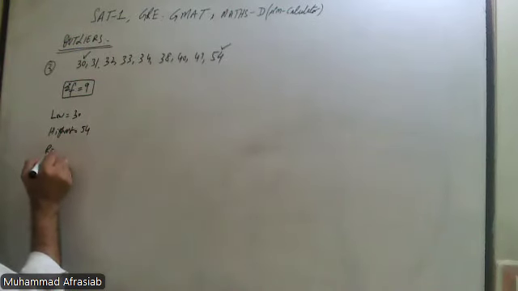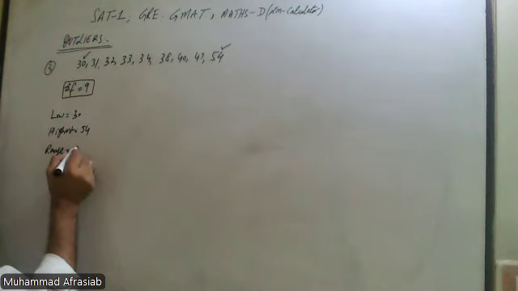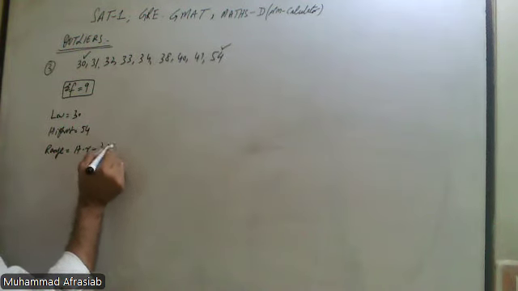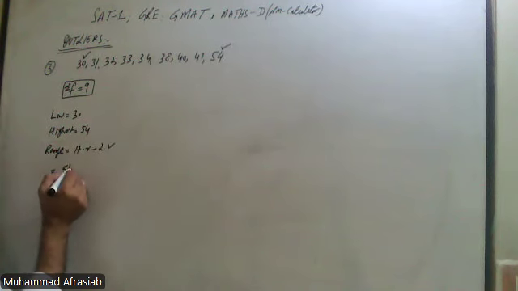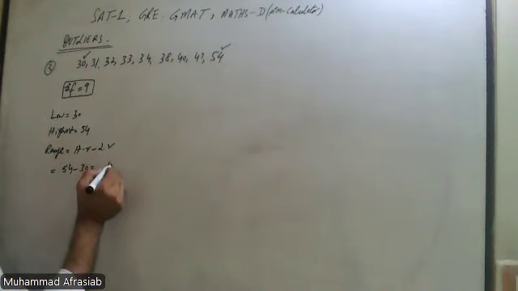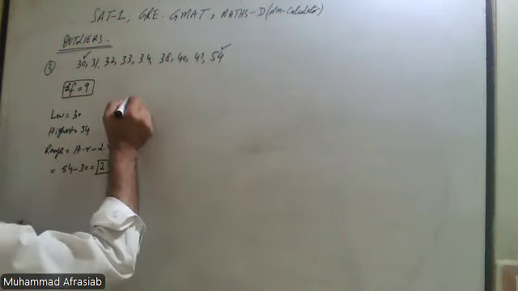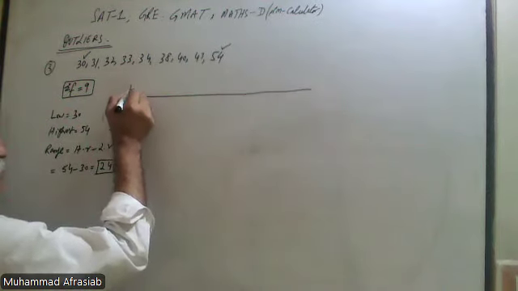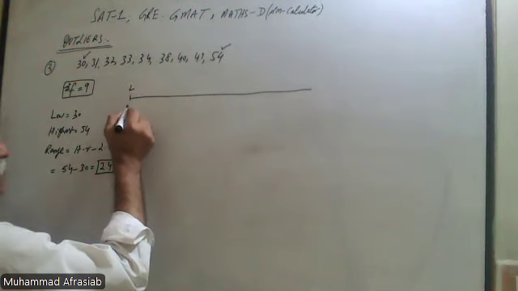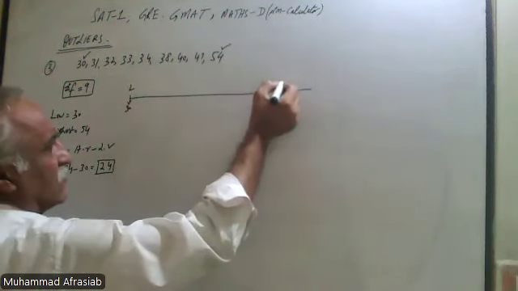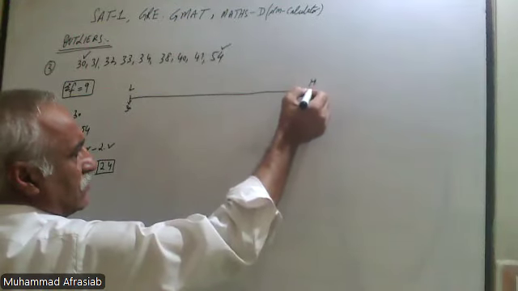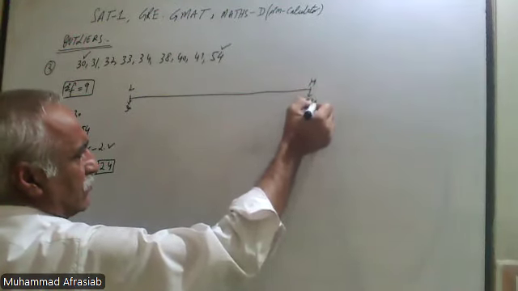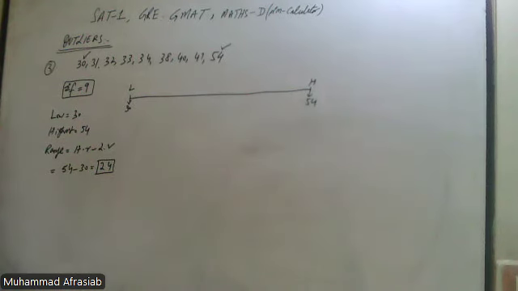So the range will be equal to the highest value minus the lowest value, that is 54 minus 30, which is 24. So you can have this line where the lowest value is equal to 30 and the highest value is equal to 54.